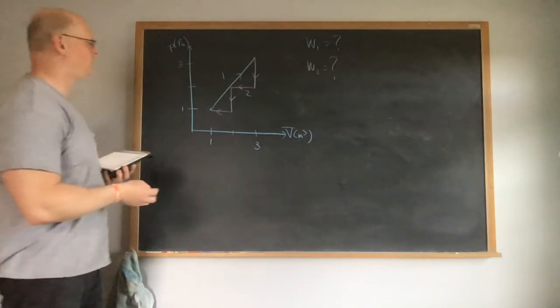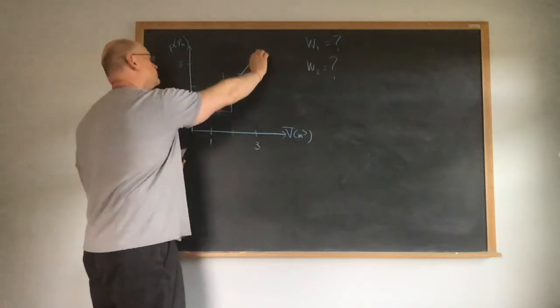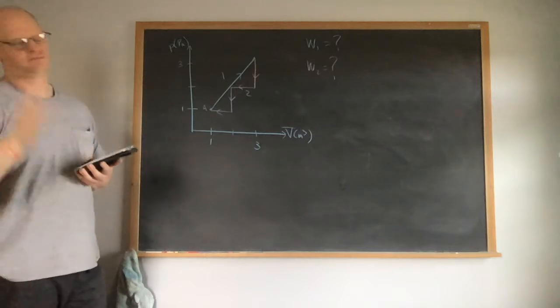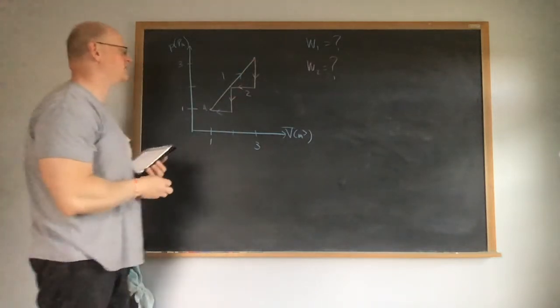And then if we wanted to know the net work going from this point, let's call that point A, through to point B and then all the way back to point A, we can then simply add those two works together. Because again, this one is going to have a positive work, this one's going to have a negative work because it's actually being compressed.